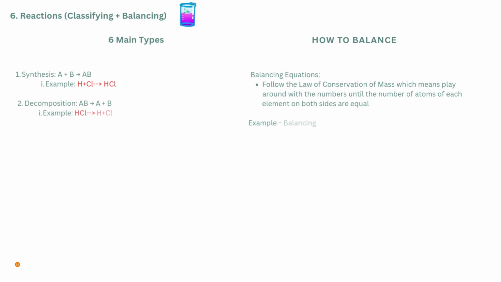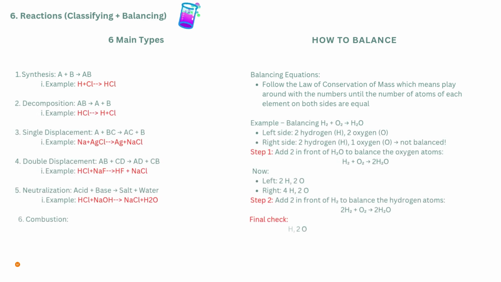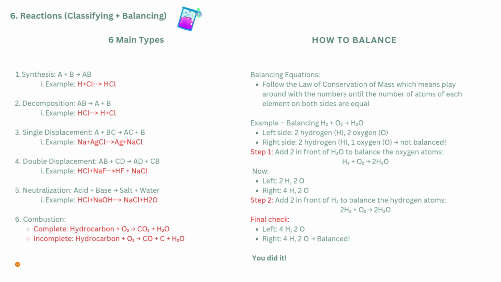Let's now talk about chemical reactions and how to classify and balance them. There are six main types you need to know. Synthesis, where two combine to make one. Example, hydrogen and chlorine make hydrochloric acid. Second, decomposition, that's the exact opposite, when one thing breaks apart. For example, HCl breaking apart into H plus Cl.